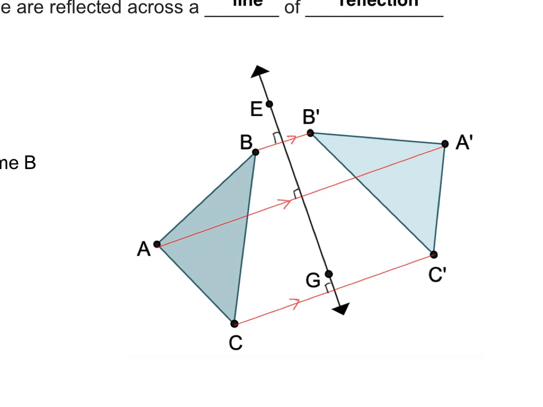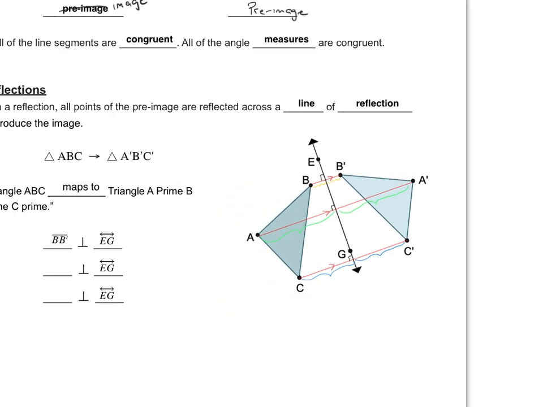And we do find out that the line of reflection is going to be sort of a bisector. So the distance from B to the line of reflection is the same as B prime to the line of reflection. The same thing goes for here. The distance from A to my line of reflection is the same as the distance from A prime to the line of reflection. And finally, C to my line of reflection is the same as C prime to my line of reflection. So you can say that the line of reflection is a bisector because it's going to cut these imaginary parallel lines that we drew in half.